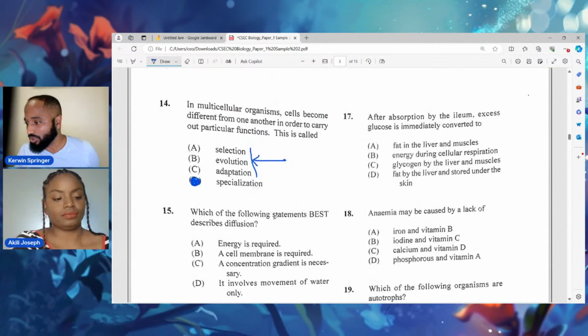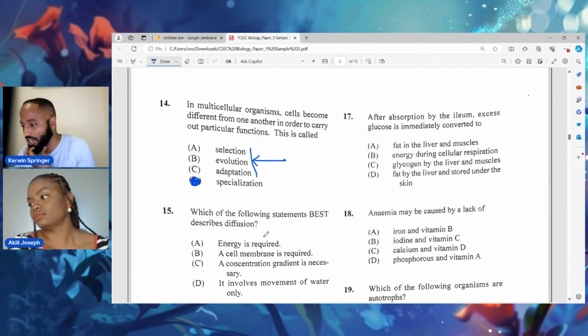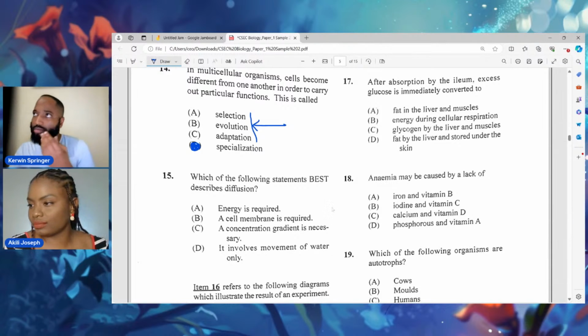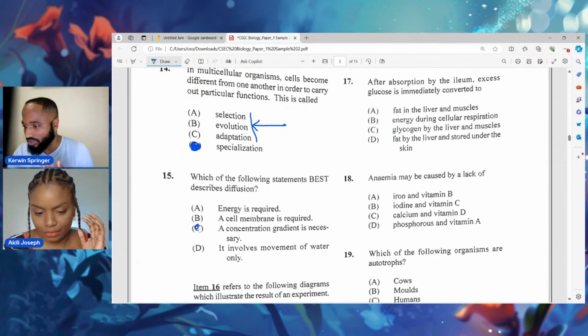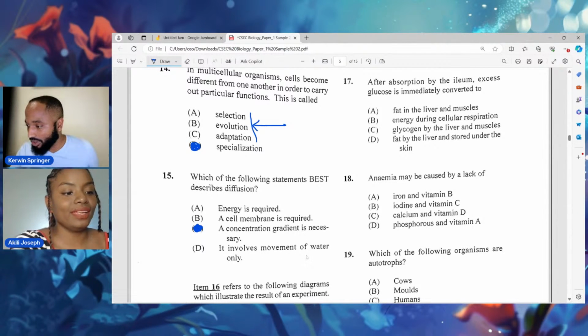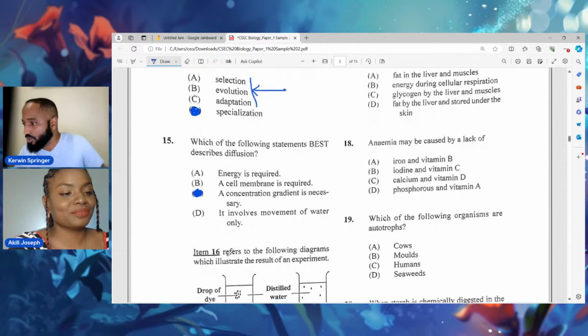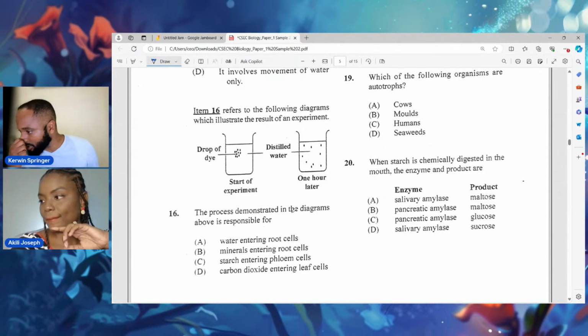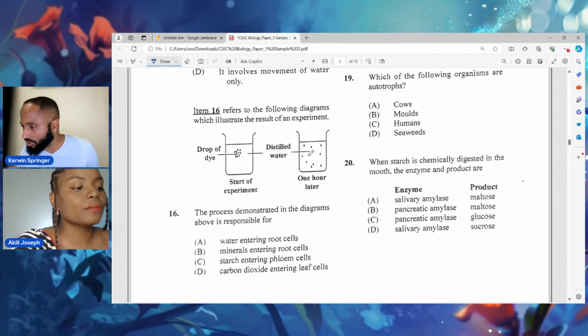Which of the following statements best describes diffusion? Energy is required? Not really. A cell membrane is required? Not really. A concentration gradient, yes. Plenty of these questions overlap with physics and chemistry, boy. It involves movement of water only, no. The process demonstrated in the diagrams above is responsible for, so a drop of dye. So this is diffusion.